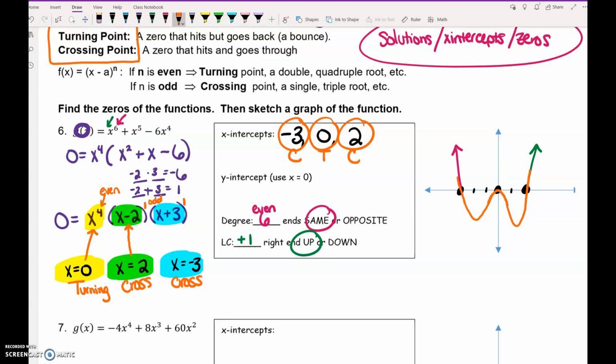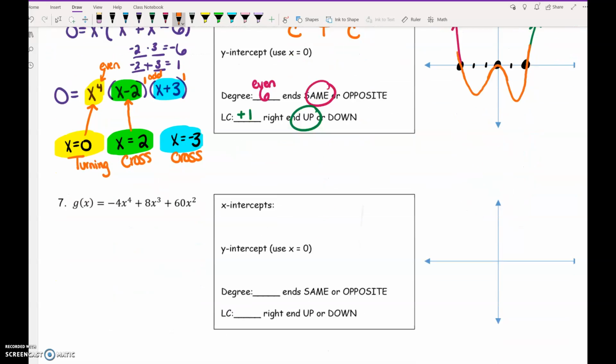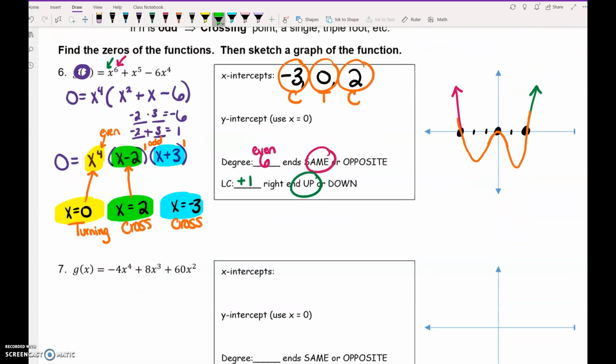Okay, let's try this again. The one thing we didn't talk about was y-intercepts. If you plugged 0 in, 0 to the 6th is 0, 0 to the 5th is 0, 0 to the 4th is 0, and then 0 times -6 is 0. So your y-intercept would be 0. And notice we have this point where it crosses the y-axis at 0.